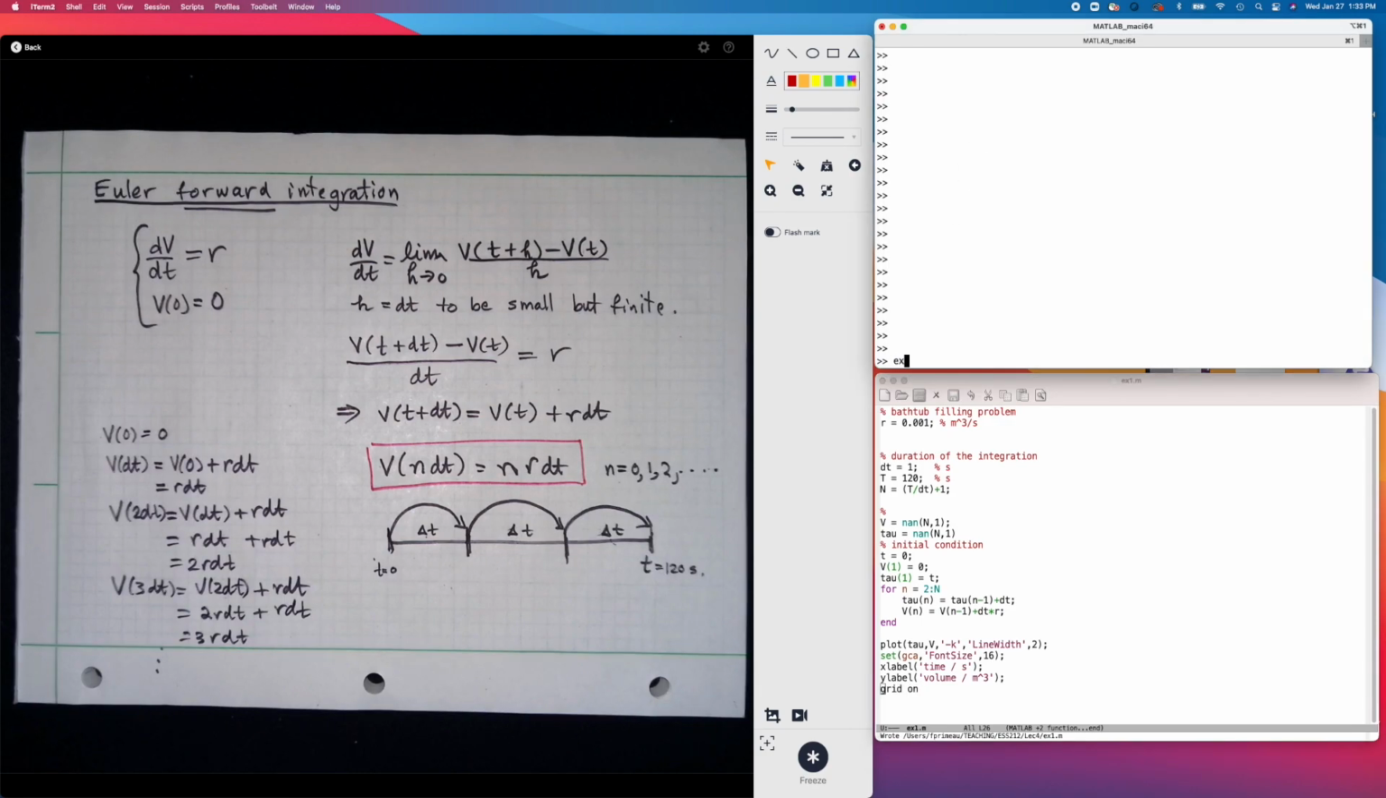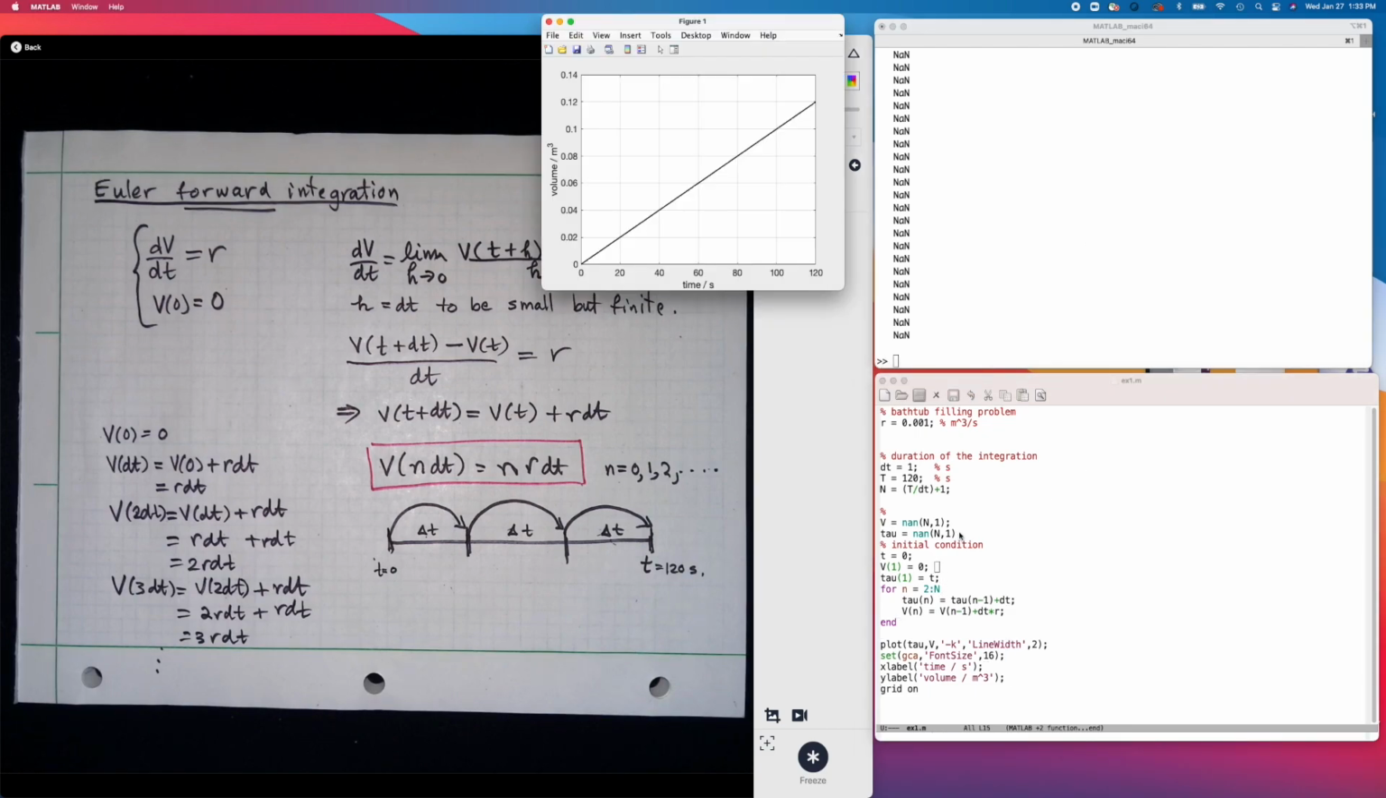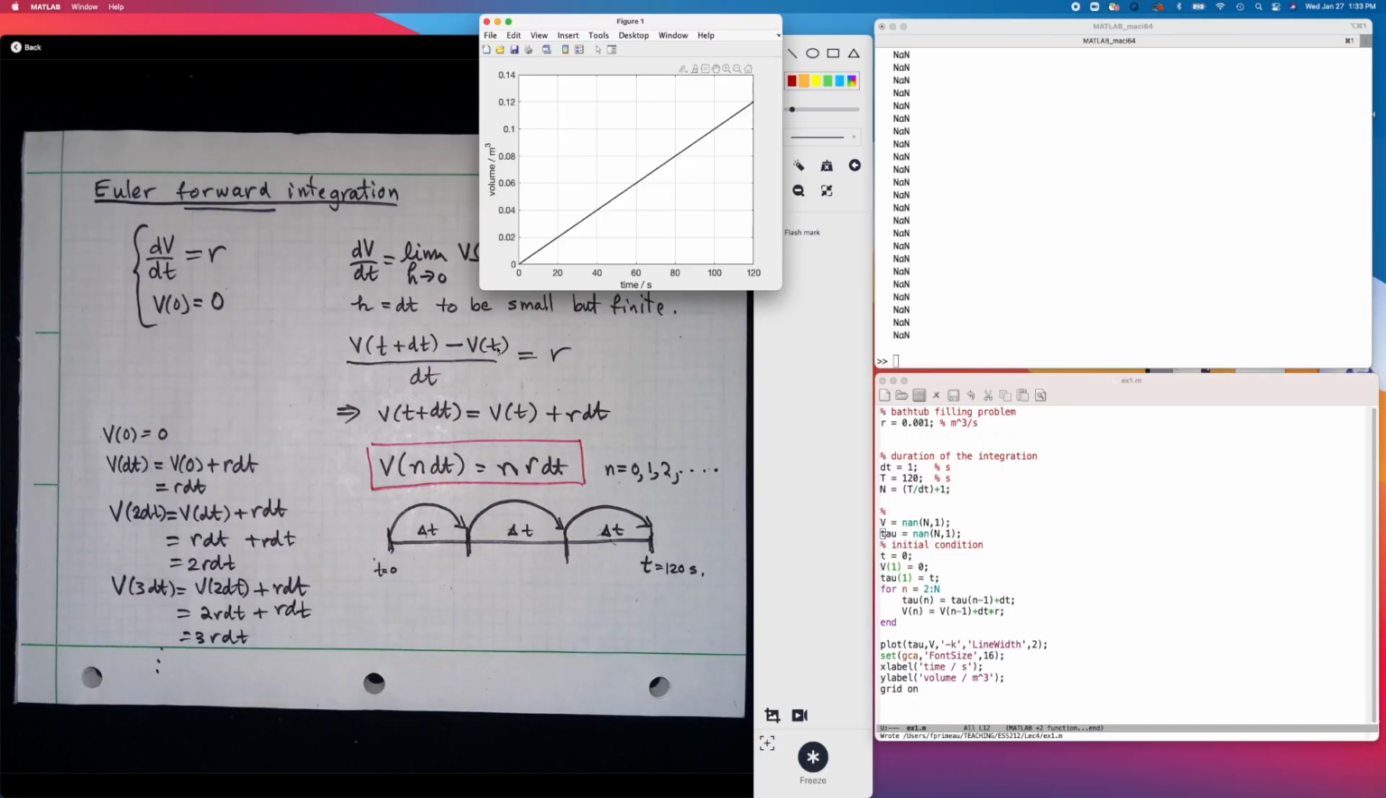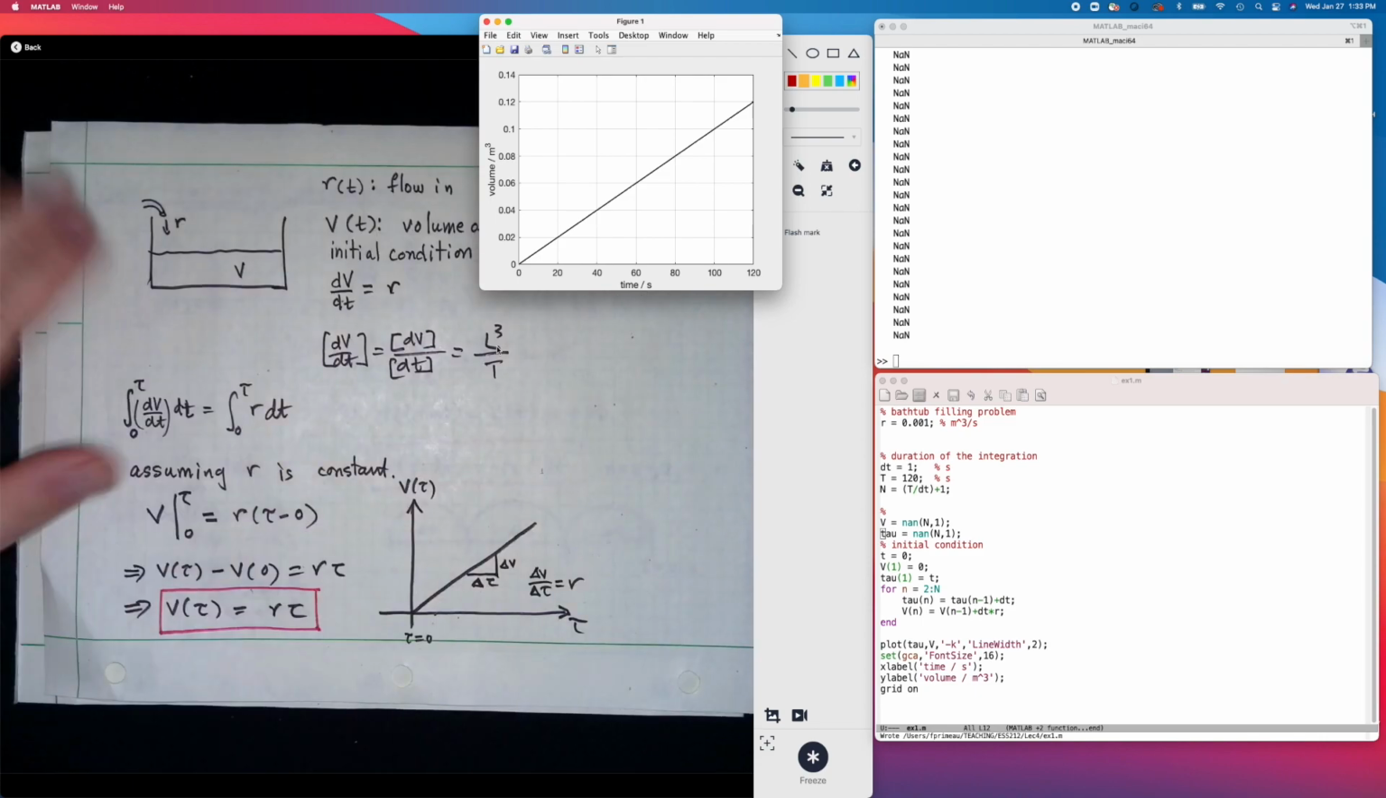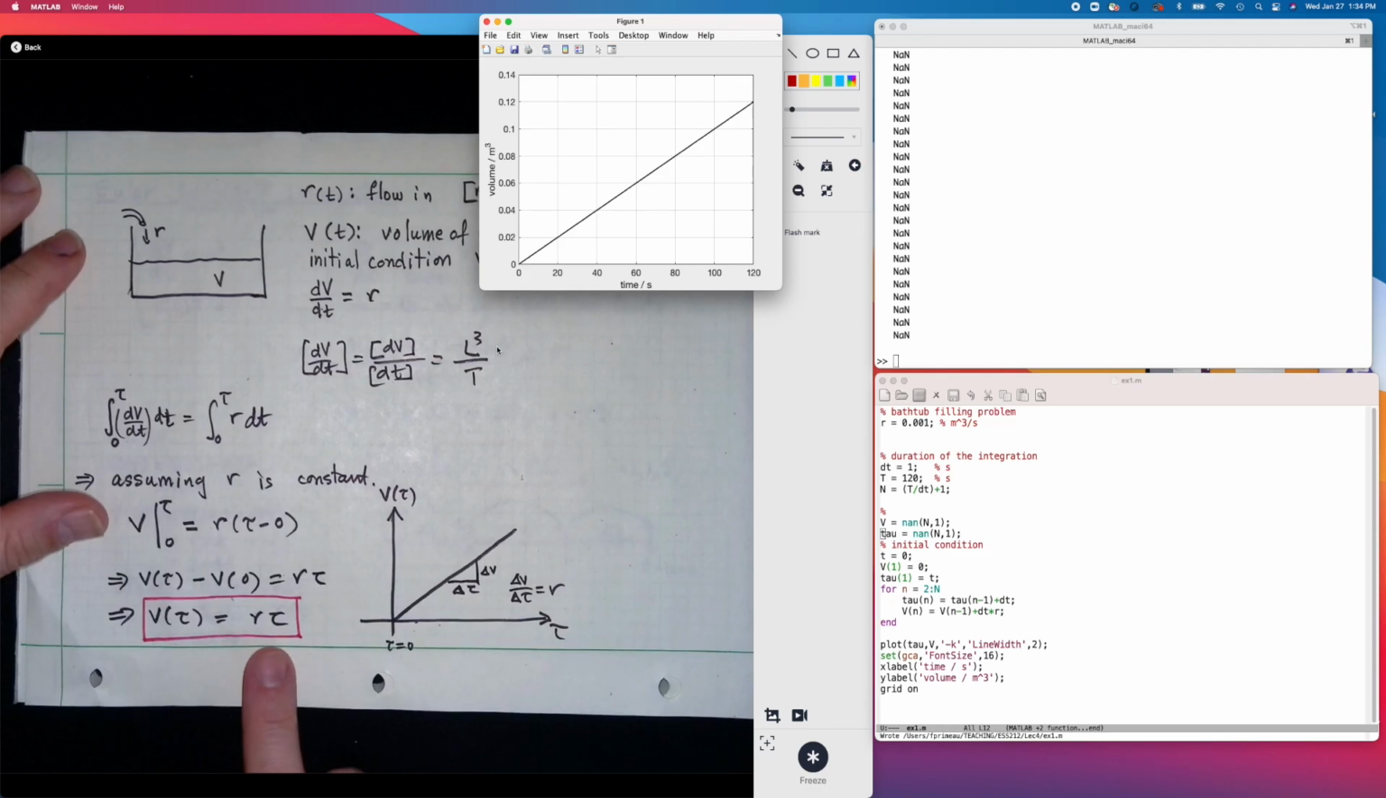All right, let's run it. Oh, I forgot to put the semicolons on the tau. And this is the solution, which in this case is the exact solution. And so even though I did finite differences, it turns out that the answer is exactly the same as if we had just plotted the analytical solution, which we had before, which is just r times tau.